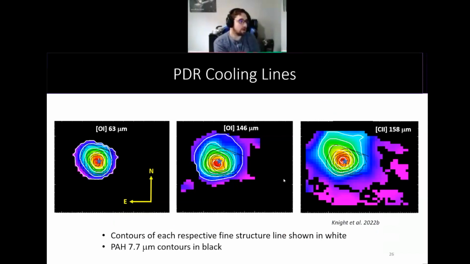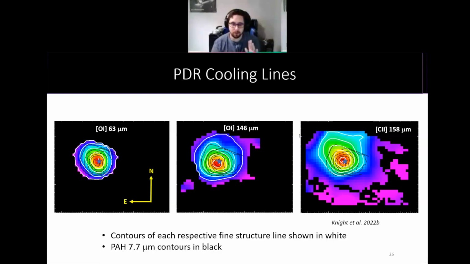So for our PDR cooling lines, we have three different cooling lines mapped with the SOFIA FIFI-LS. And again, all these bands show concentric distributions peaking around the illuminating source.